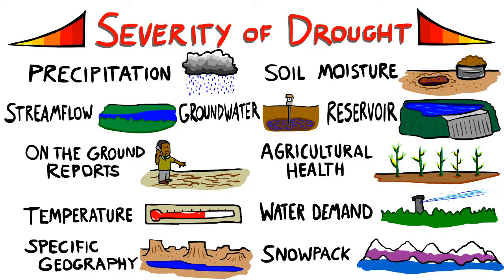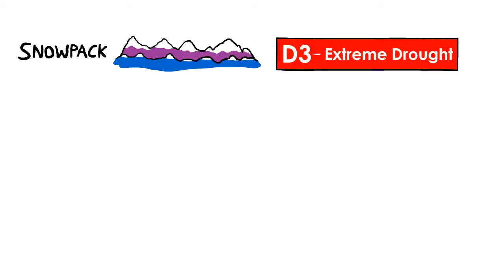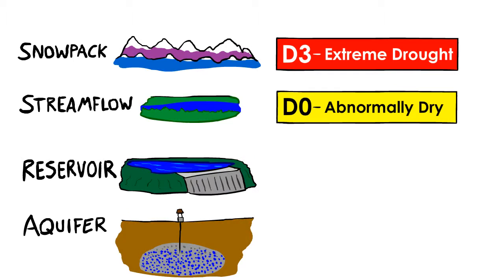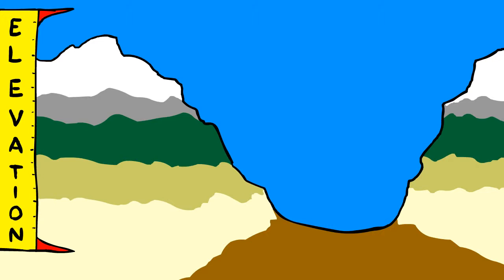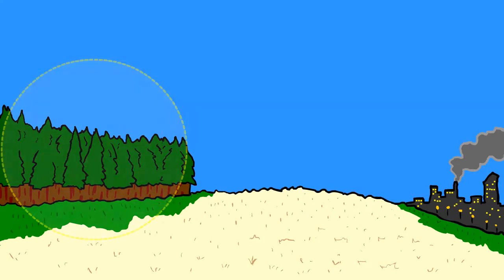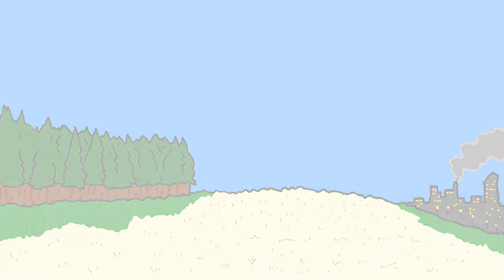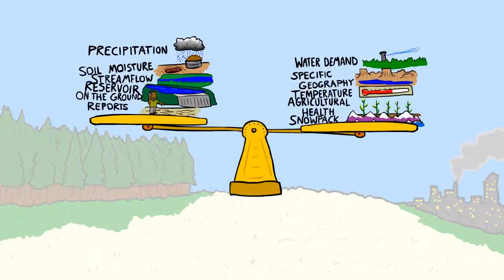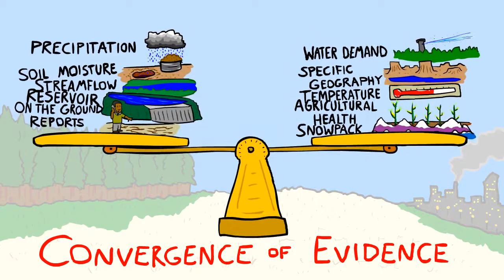It's also important to point out that individual factors may vary greatly throughout a region, which makes assigning the drought category a challenging process. Take the Upper Colorado River Basin as an example. It may show snowpack at D3 levels, the streams at D0, and the reservoirs and aquifers may not be within drought range at all. Elevation may cause a huge disparity in moisture, such as high snowpack in the upper mountains, but very dry valleys. Add in more variables such as natural forests, grasslands, and human-managed landscapes all responding to drought quite differently, then you start to see why such a balanced and integrated approach is needed when establishing drought categories. This is a concept called a convergence of evidence approach.